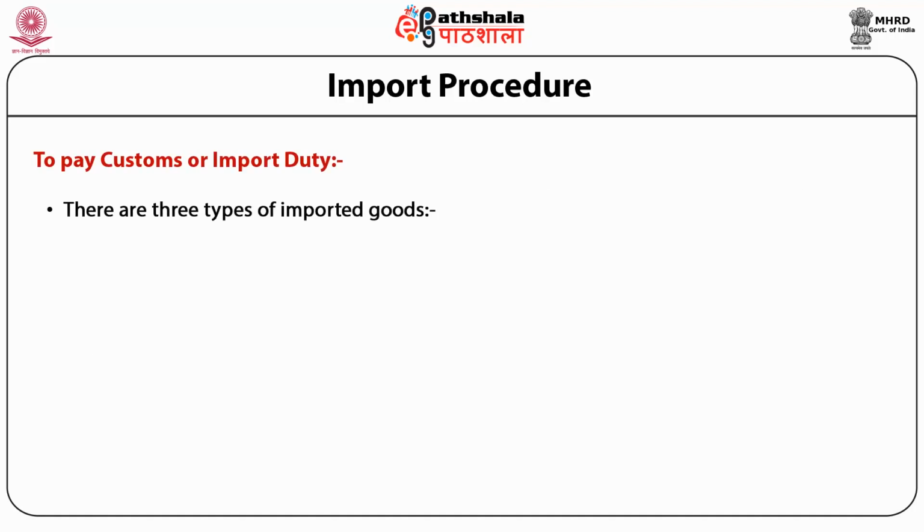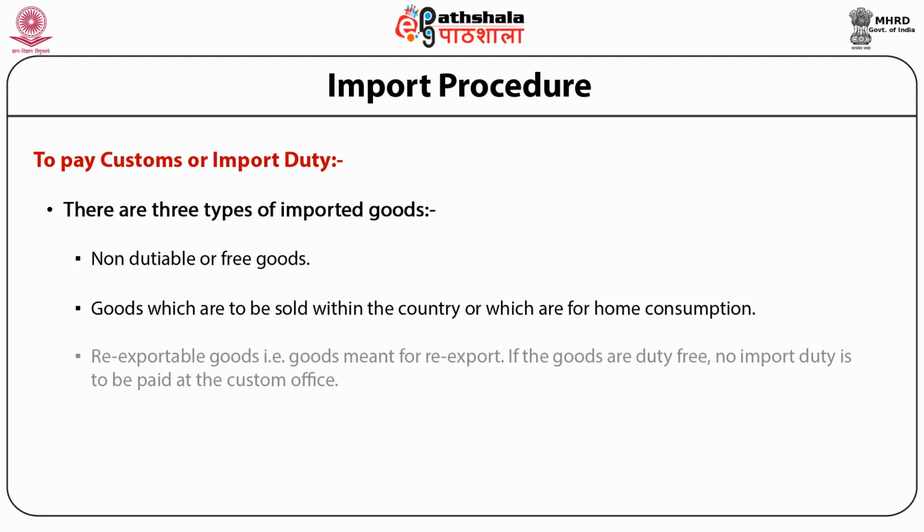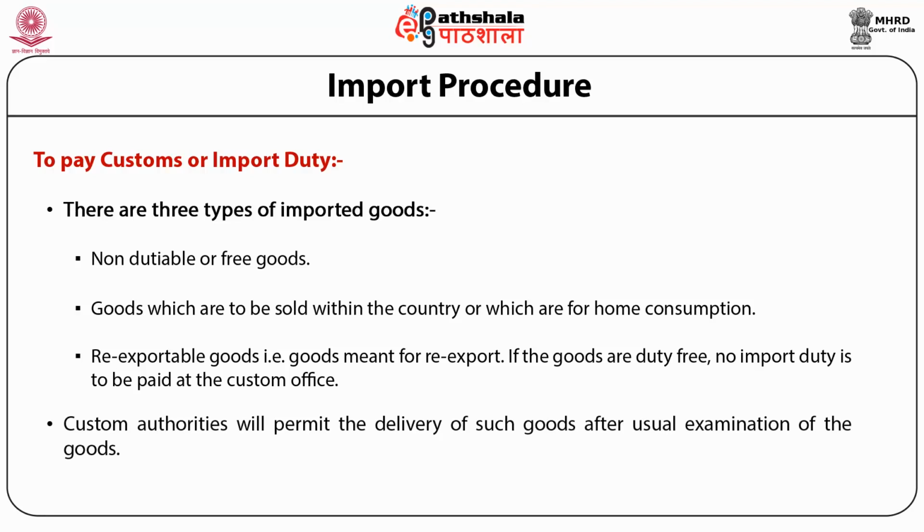There are three types of imported goods. One, non-dutiable or free goods. Second is goods which are to be sold within the country, or which are for home consumption. Third is re-exportable goods, that is, goods meant for re-export. If the goods are duty-free, no import duty is to be paid at the customs office. Customs authorities will permit the delivery of such goods after the usual examination of the goods.